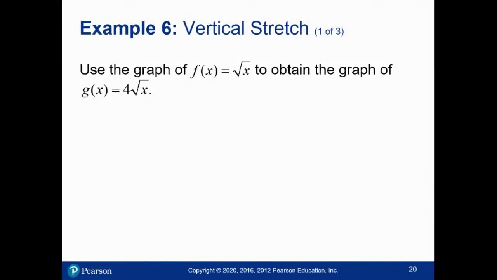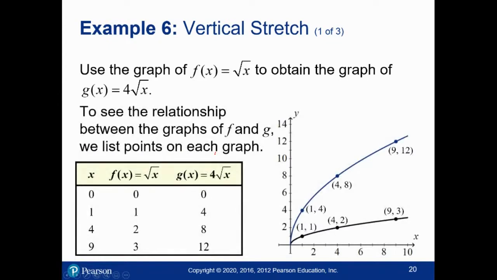And it has been a moment, so we're back with vertical stretches and compressions of graphs. Use the graph of root x to obtain the graph of 4 times root x. The first thing we're going to do is work with a chart. The square root function takes these values: the root of 0 is 0, root 1 is 1, root 4 is 2, root 9 is 3.